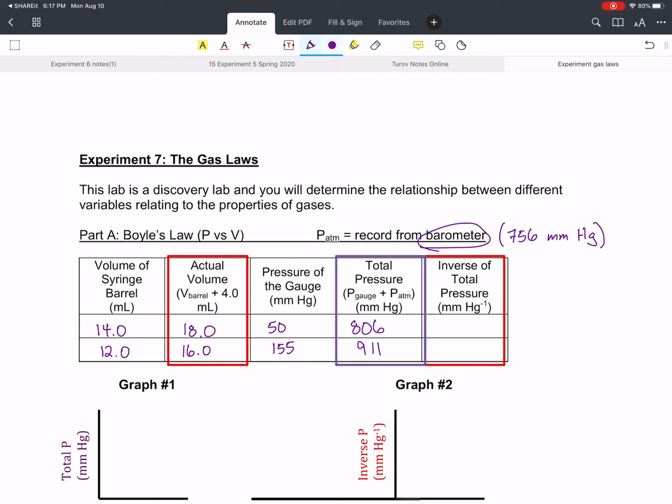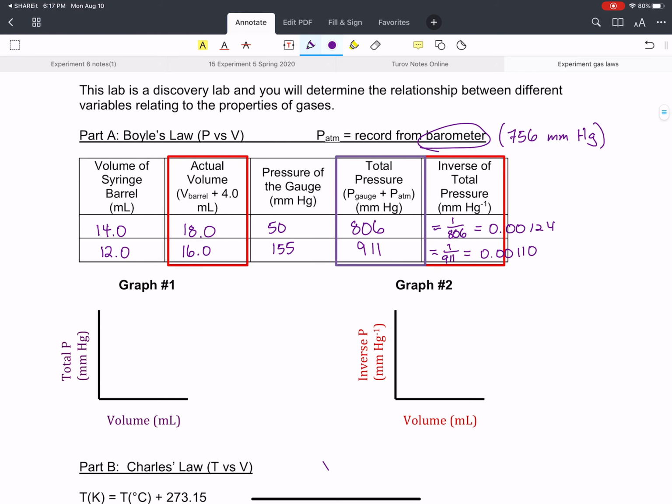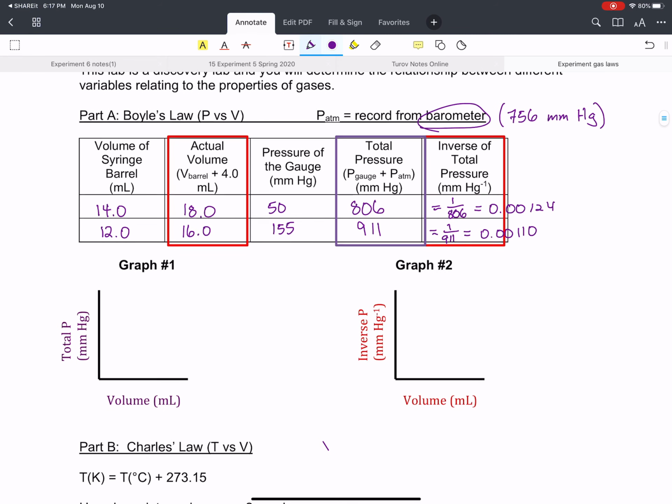Then we take the inverse of that value, so essentially 1 over 806, and we get a decimal. Here we have 1 over 911. This value is 0.00110. It's useful to perform these calculations in Excel so you don't have to transfer any of your data from the calculator to Excel.